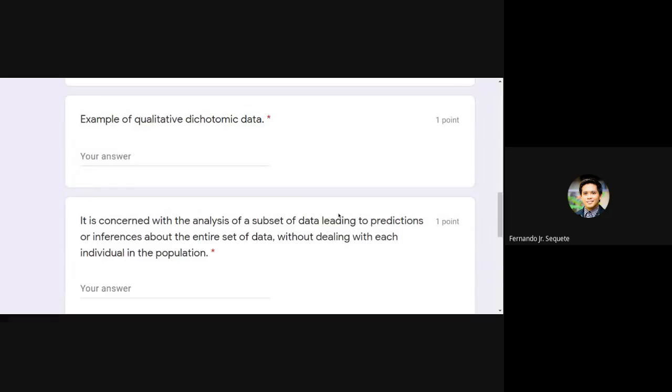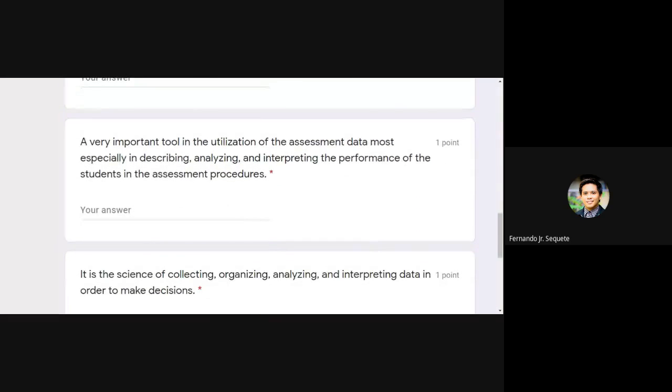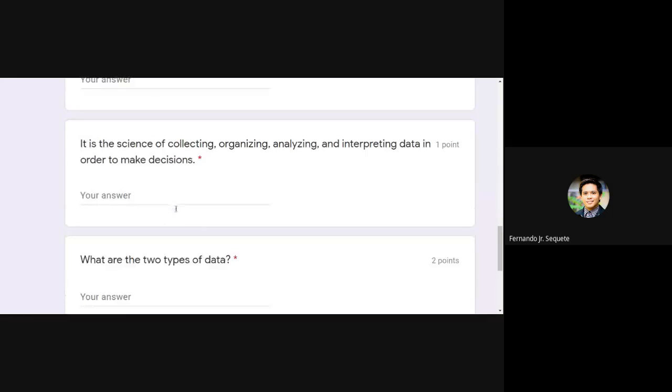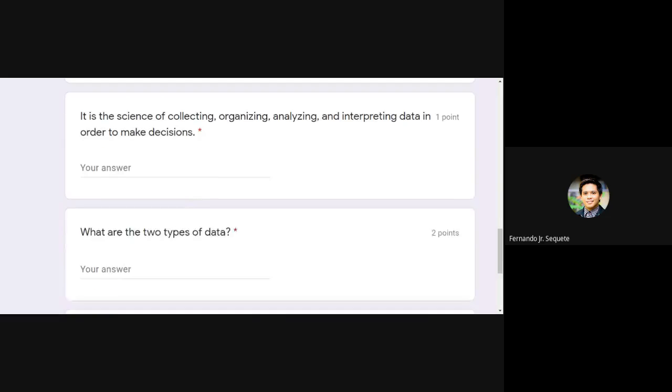Let's continue. Kinesha, it is concerned with the analysis of a subset of data leading to predictions or inferences. This is inferential statistics. Okay. Next, a very important tool in the utilization of the assessment data, most especially in describing, analyzing, and interpreting performance. Yes, this is statistics. How about this one? It is the science of collecting. This is still statistics, sir. Statistics again. Okay.